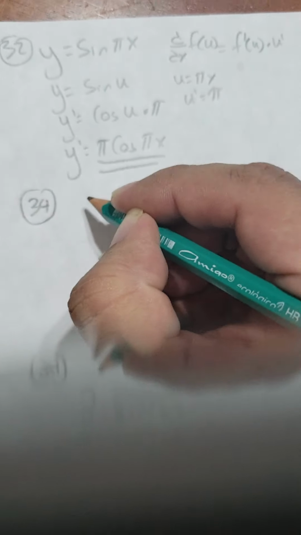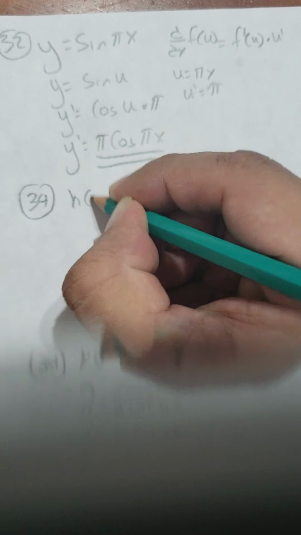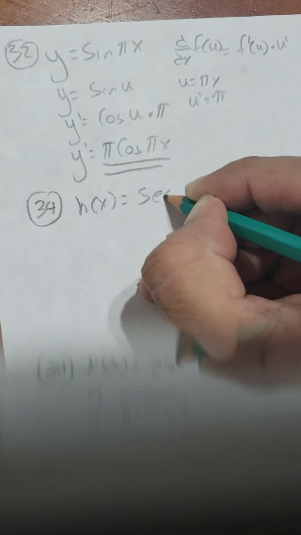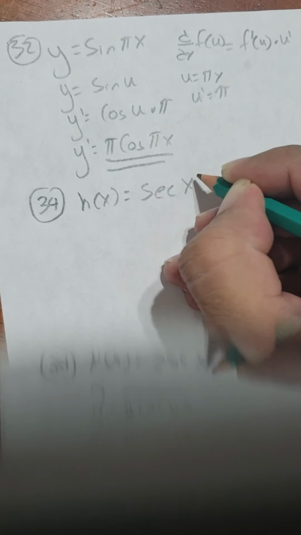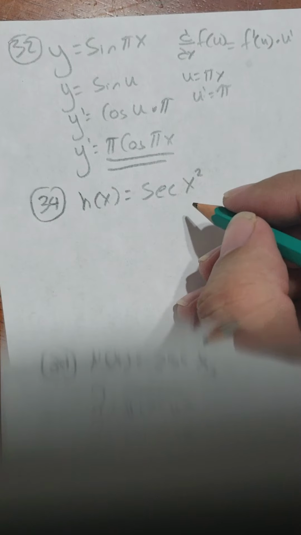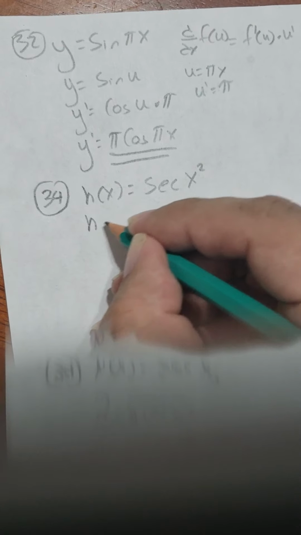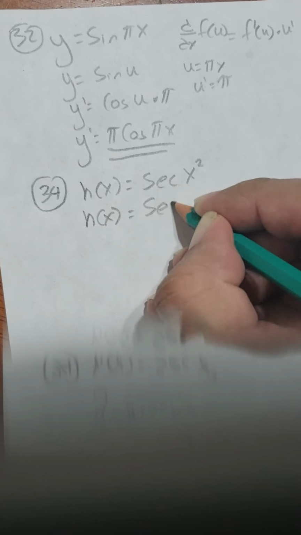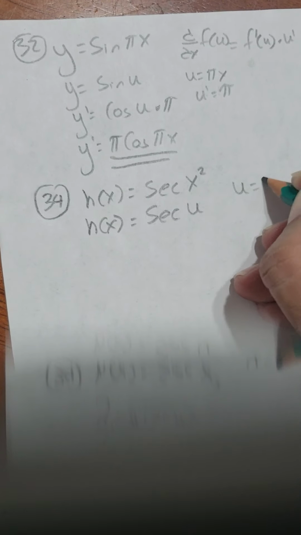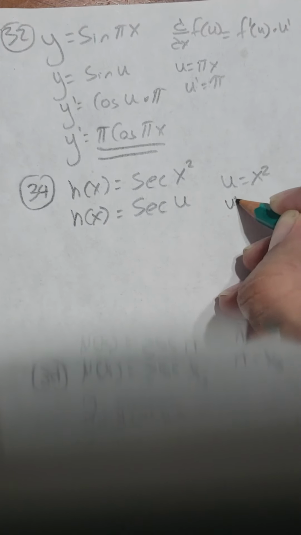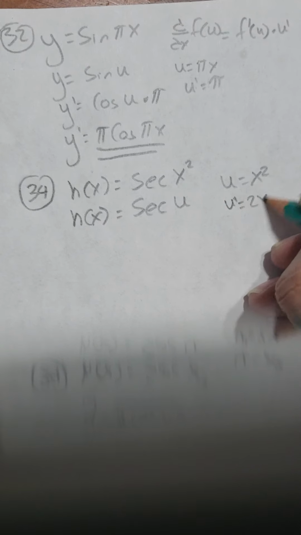Now let's go to exercise 34. H of x is equal to secant of x to the second power. Now, remember we have u different than x. It is equal to secant of u, where u is equal to x to the second power. Now, u prime in this situation is, we send 2 to multiply, 2 minus 1 is 1, so 2x.